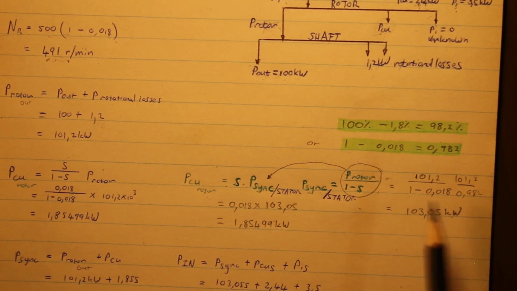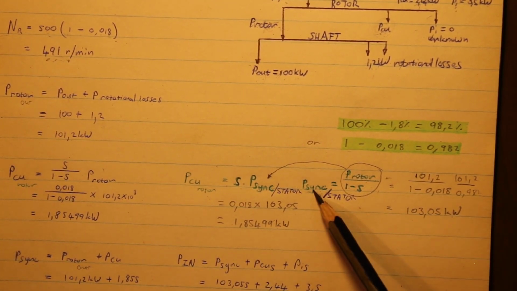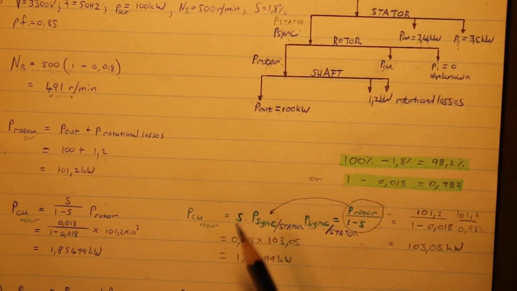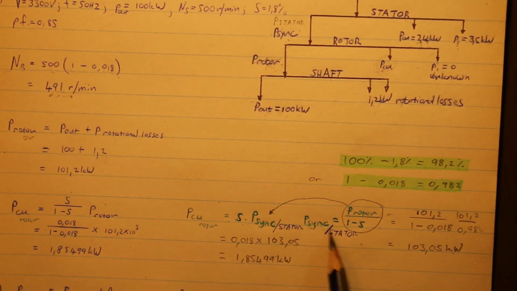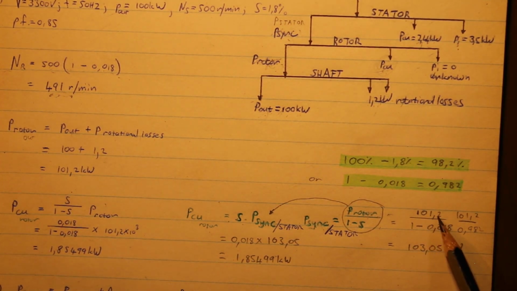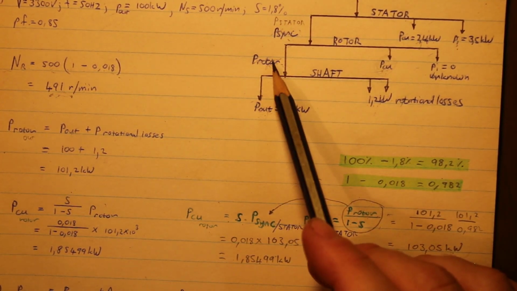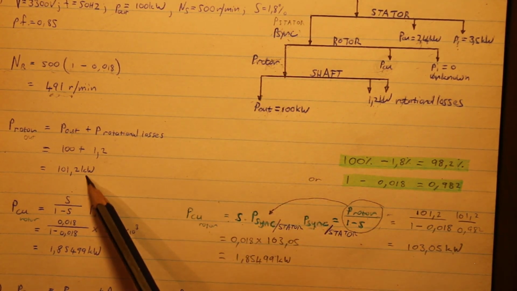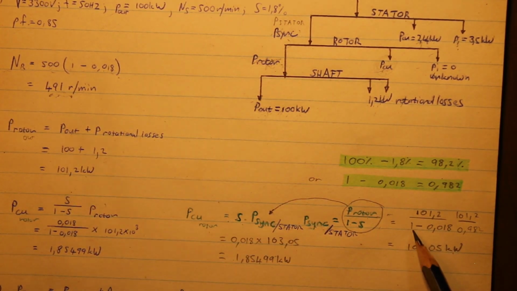Okay, so if we just look here now, the power of the stator or the synchronous power would just be the power of the rotor out from the rotor over 1 minus the slip. And you'll see that is 101,2, which is the power of the rotor, which we calculated here, divided by 1 minus 0,018, which is the slip.